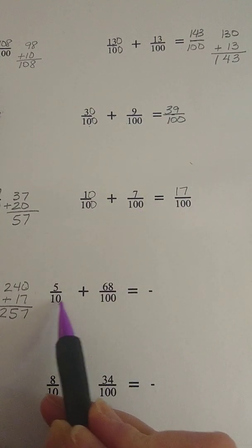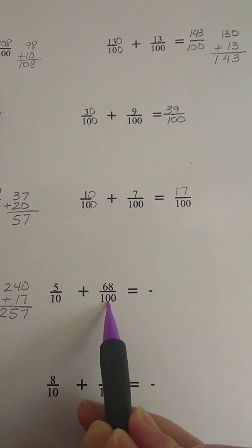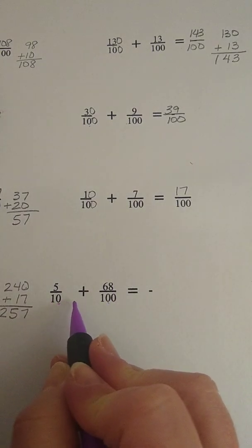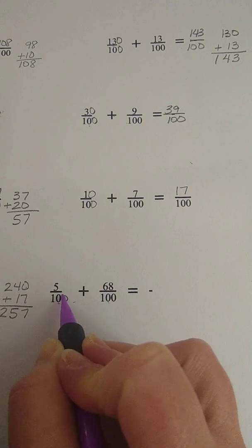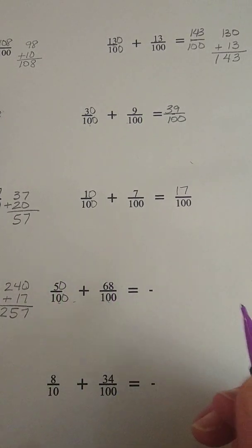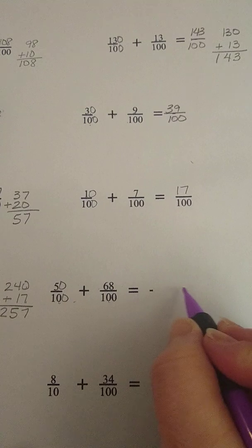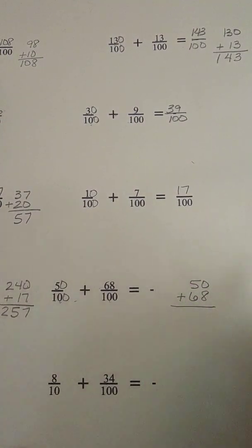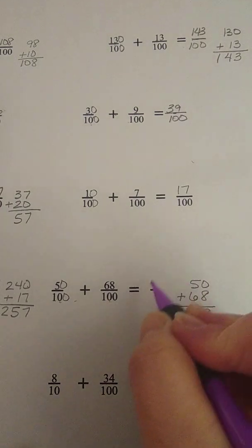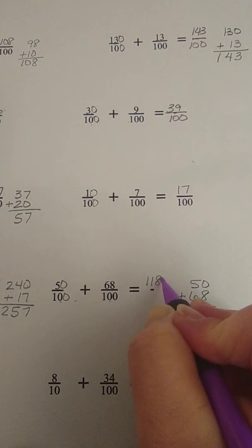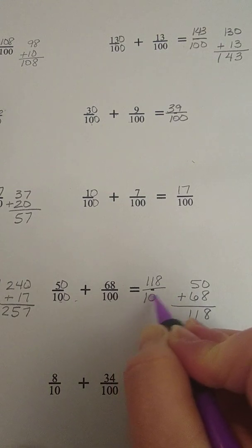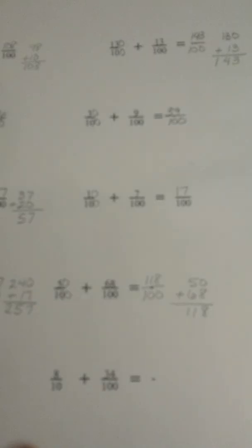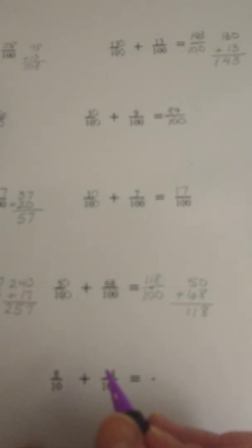Okay, then we take our 10, turn it into 100, so 10 times 10 equals 100, so we have to go times 10 here, times 10 in the numerator, 50 plus 68, so we'll stack those, 8 plus 0, 6 plus 5, 11, so our answer is 118 over 100, so 118 hundredths.